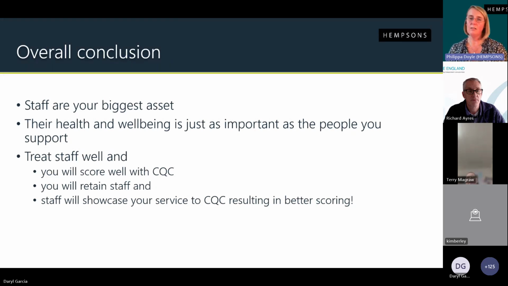They're going to speak well to CQC. You're going to retain them within your service. And they're also going to help you in showcasing the service to CQC as well, and really demonstrating and driving home to CQC what a great service you're delivering. And that's going to result in better scoring all round. So that's my final overall conclusion.